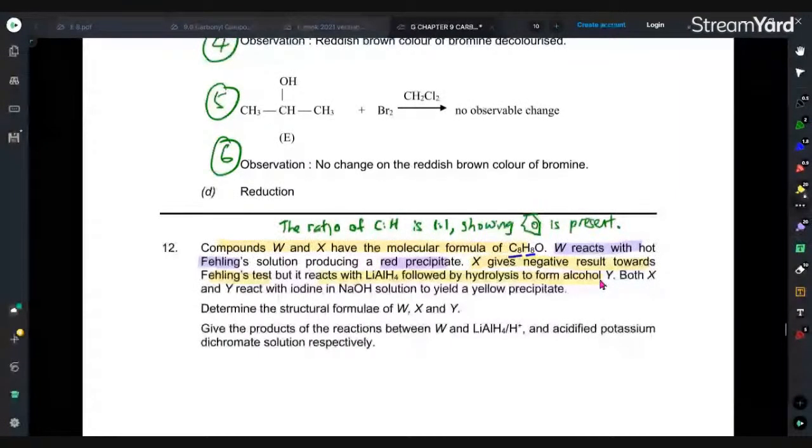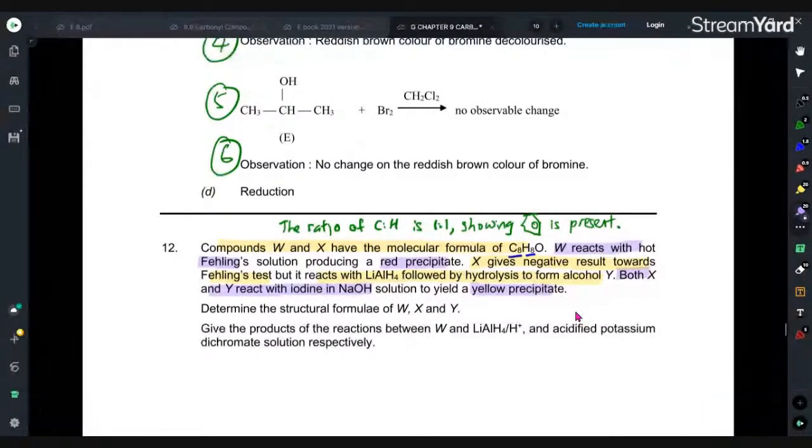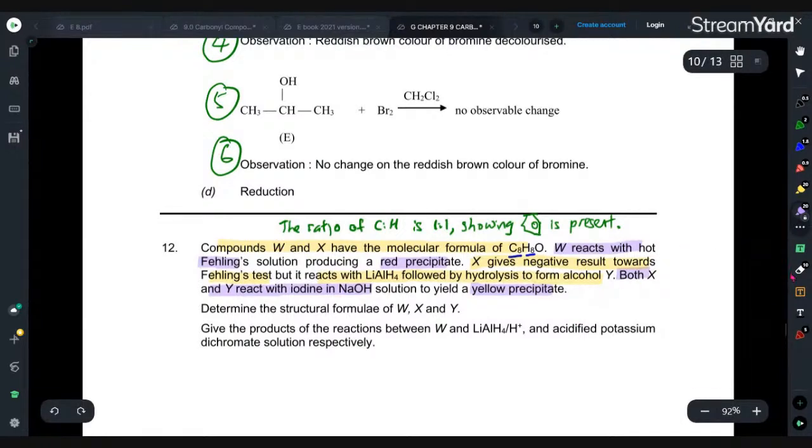Now next. Both X and Y react with iodine and sodium hydroxide to yield a yellow precipitate. Since one is a ketone and the other is an aldehyde, and both give a positive result towards iodine, you have to mention that both X and Y contain a methyl carbonyl group.